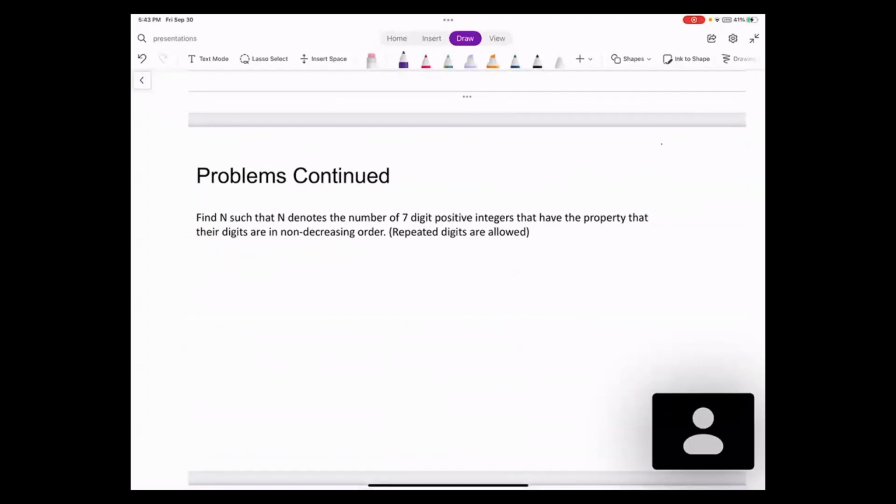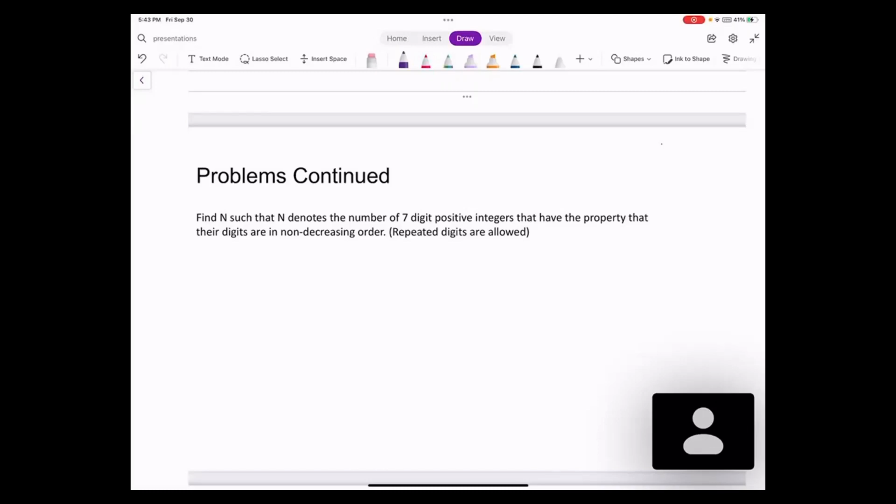Okay, this next problem is finding n such that n denotes the number of 7-digit positive integers which have the property that their digits are in non-decreasing order. And we allow some repeating digits. So to clarify what this means, the numbers can increase or they can stay the same, but they can't decrease.